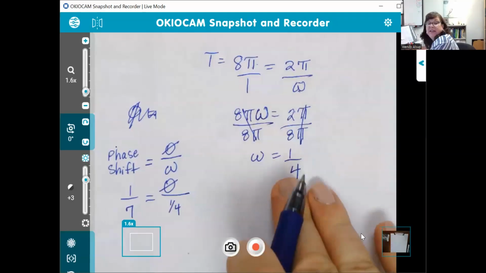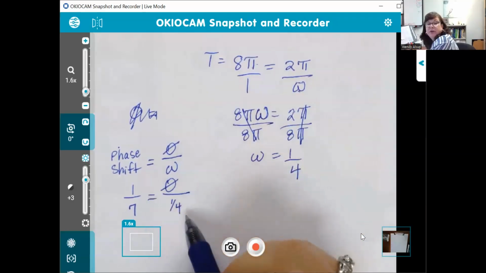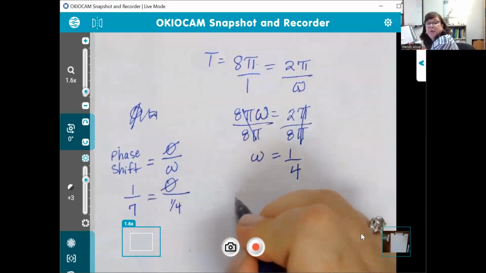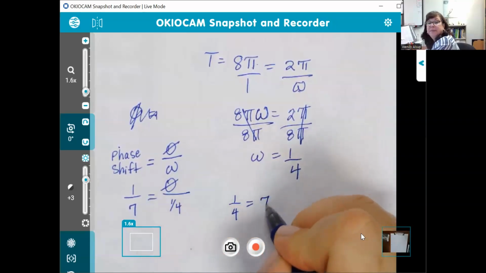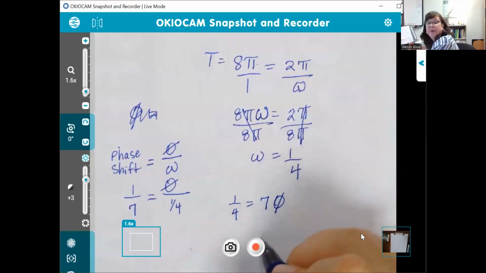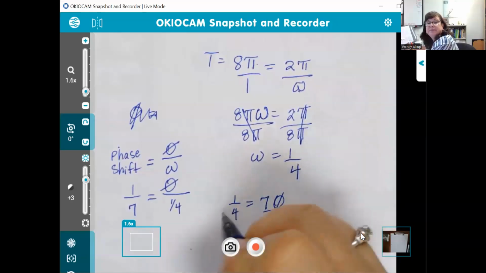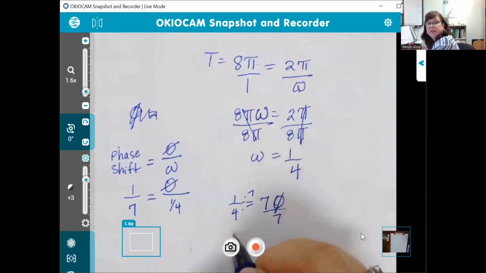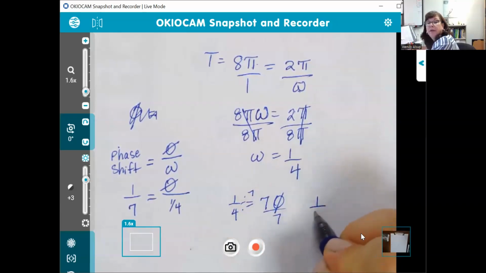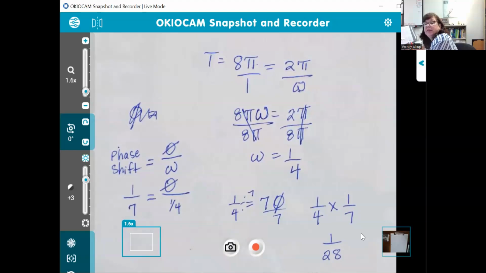Or let's say that even that's too hard to think about, just cross multiply. So 1 times 1/4 is 1/4, and that's going to equal 7 times phi. Divide both sides by 7. All right, so that's 1/4 times 1/7, which would be 1/28. You have a phi of 1/28.